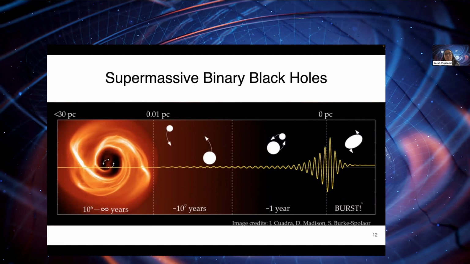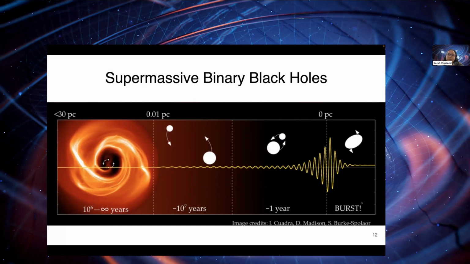Okay, but we know that galaxies, massive galaxies, contain supermassive black holes at their centers. We also know that galaxies merge. When massive galaxies merge, the two black holes will come together and form a binary. When they reach subparsec separations, they will be emitting gravitational waves in the pulsar timing array band. So if you look at this figure here, that's the second panel from the left.